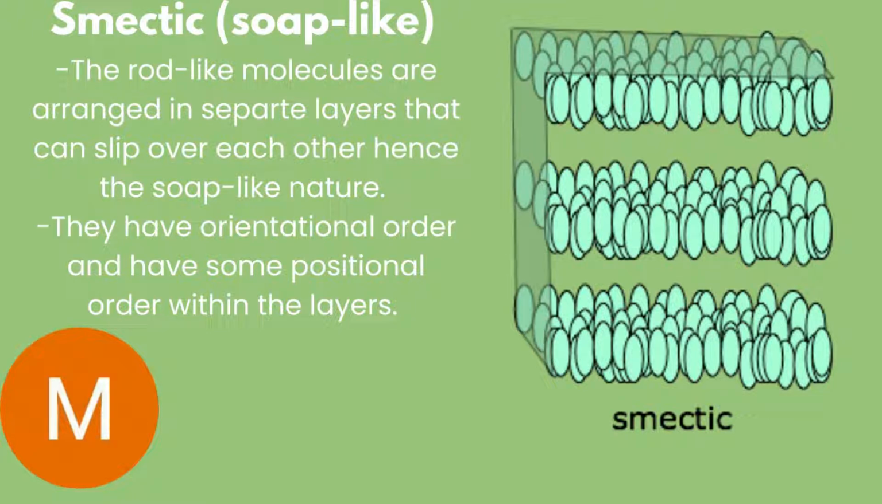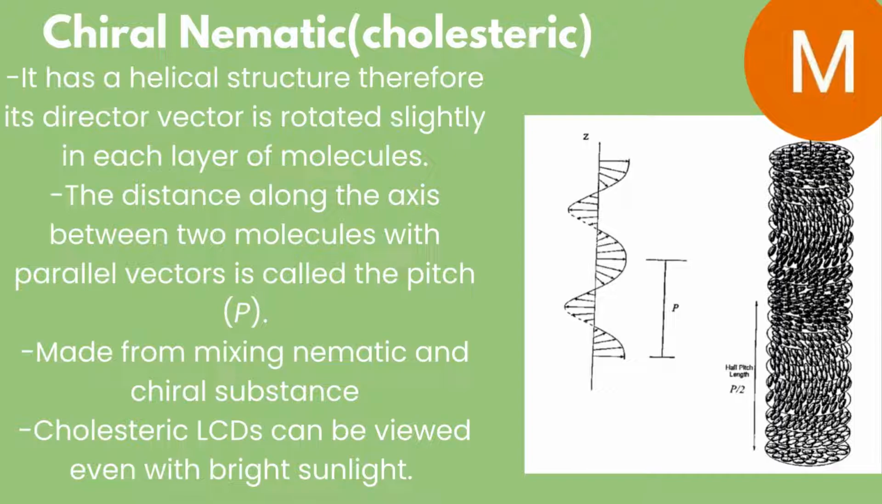In the smectic phase, which means soap-like, the rod-like molecules are arranged in separate layers that can slip over each other, hence the soap-like nature. They have orientational order and have some positional order within the layers. There is another class of nematic liquid crystal called chiral nematic or cholesteric crystals. It has a helical structure, therefore its director vector is rotated slightly in each layer of molecules. The distance along the axis between two molecules with parallel vectors is called the pitch. It is actually made from mixing nematic and chiral substrates or esters of cholesterol. Cholesteric LCD screens are better than common nematic LCD screens because they can be viewed even in bright sunlight.